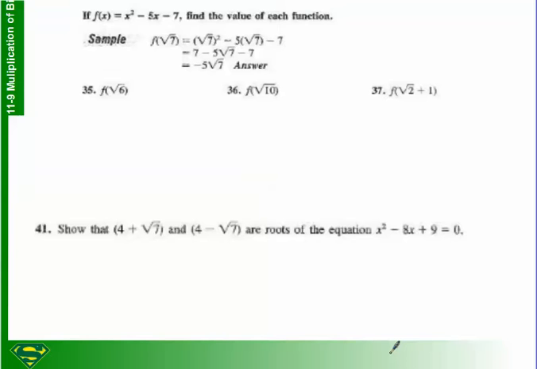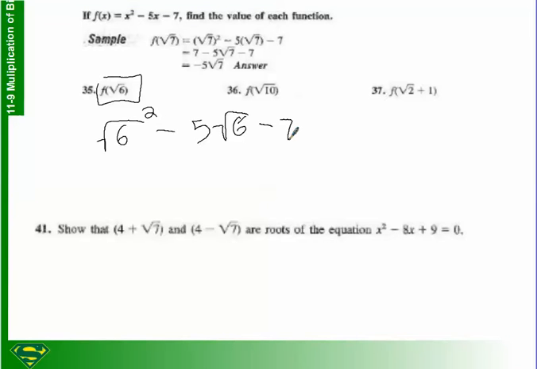So for number 35, it says if f(x) is equal to x squared minus 5x minus 7, you have to find the value of each function. So number 35, where it says f of the square root of 6, you're basically saying that x is going to be the square root of 6. So we're going to plug in the square root of 6 for every x that we see. So it's the square root of 6 squared minus 5 times the square root of 6, and then minus 7. And from here we are going to just solve.